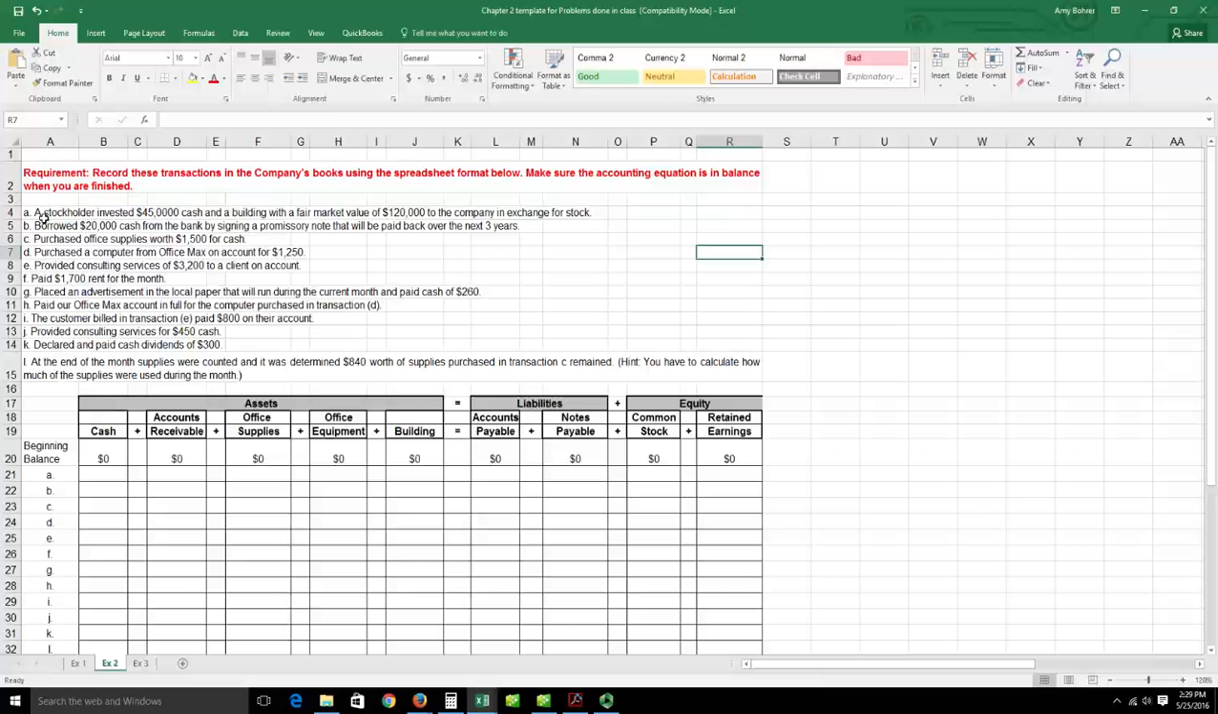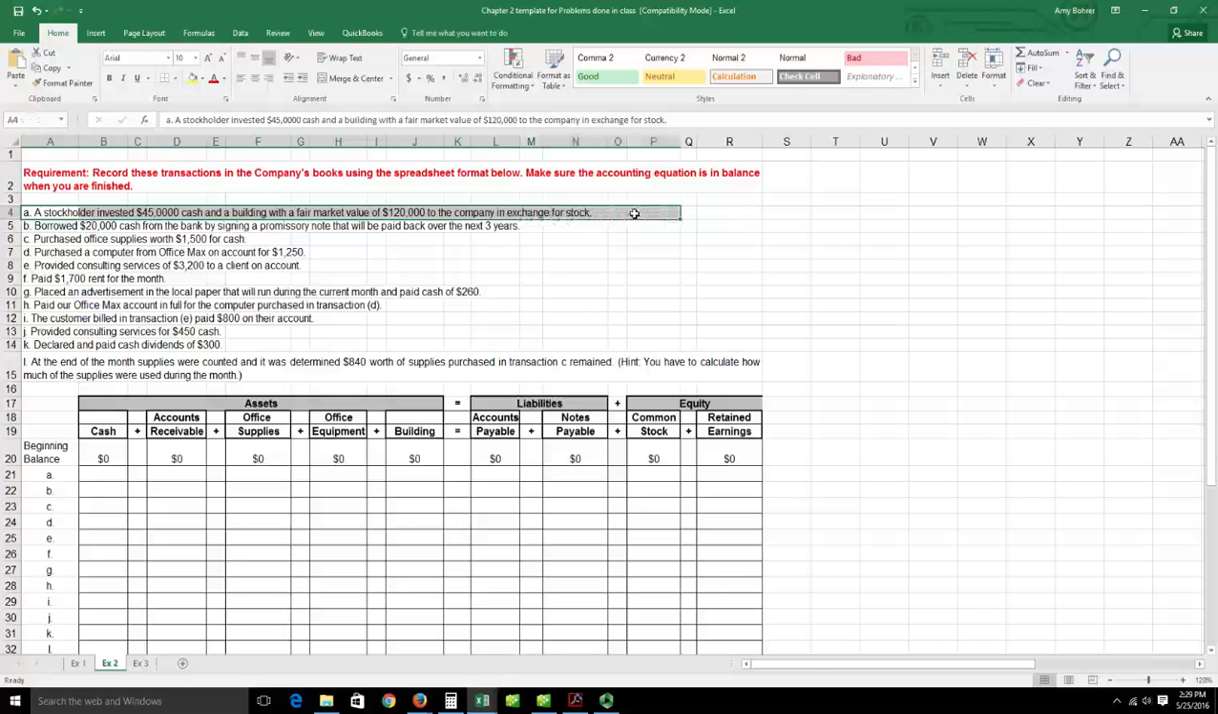So the first one: a stockholder invested $45,000 cash and a building with fair market value of $120,000 to the company in exchange for stock. So anytime a shareholder or an owner invests any type of asset, whether it be cash, a building, land, whatever it is, the asset will go on the company's books, and then the company will issue common stock in exchange for those assets. So you'll be affecting this side of the accounting equation and this side of the accounting equation.